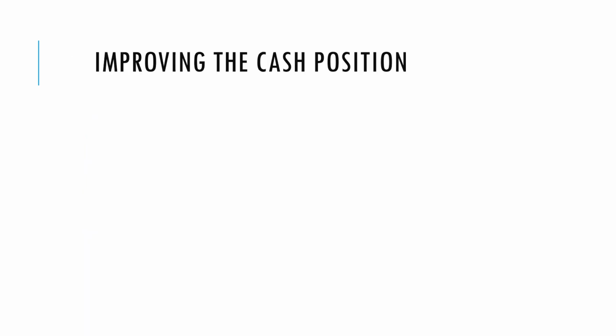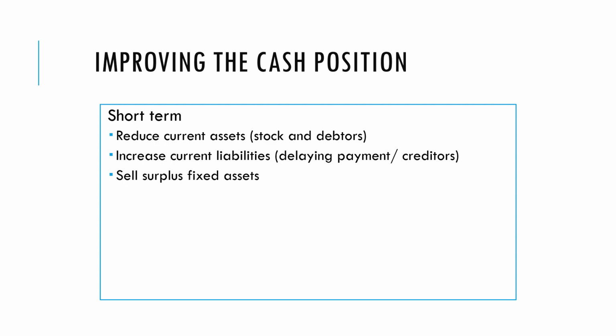The last thing is, what can they do to improve the cash position? Well, maybe they could reduce the level of current assets. That might improve their position, or maybe increase the current liabilities by delaying the payments that they're making to creditors. They could perhaps sell some of their surplus fixed assets to generate cash. These will all produce cash. Not having stock, not having debtors, delaying payments, having more creditors.